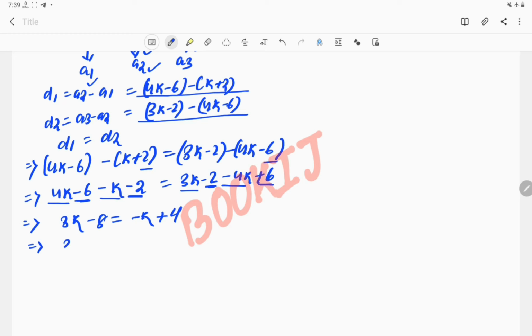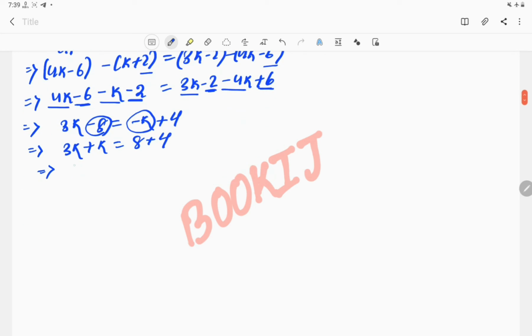Now bring all the k terms to one side. So the k is minus on the right side, on the left side it is plus. All the numbers on one side: 8 is minus on the left side, on the right side it is plus, and we have another 4. We got 3k plus k, that is 4k, equal to 12, and k is equal to 12 by 4, that is 3.